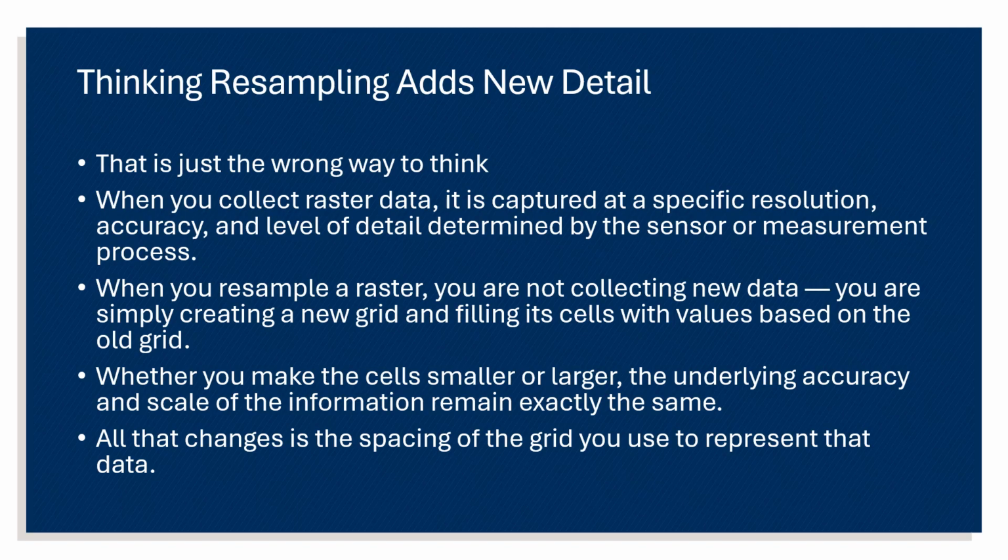And that's just the wrong way to think about it. When you collect raster data, it's captured at a specific resolution and accuracy, and the level of detail is determined by the sensor or measurement process. When you resample it, you're not collecting anything new. You're simply creating a new grid and filling it with values based on that old grid. Whether you make the cells smaller or larger, the underlying accuracy and scale of the information is the exact same as what it was when you collected the prior data set. All that changes is the spacing of the grid, nothing else.